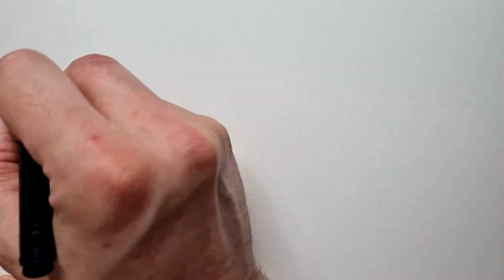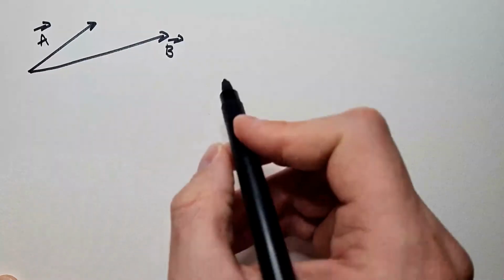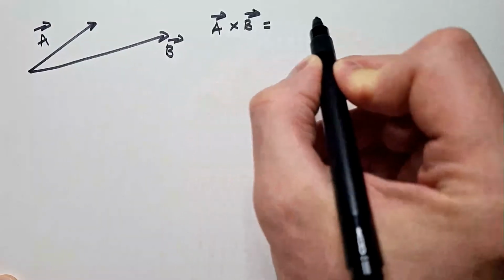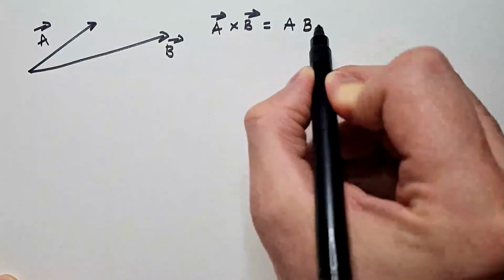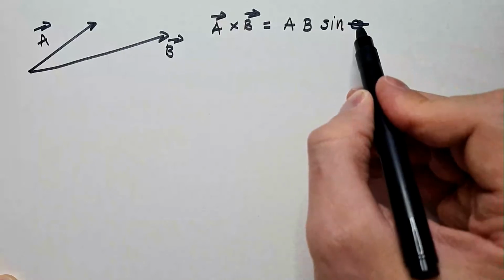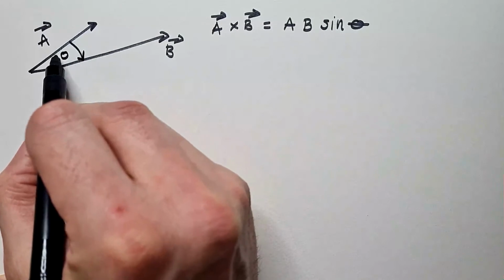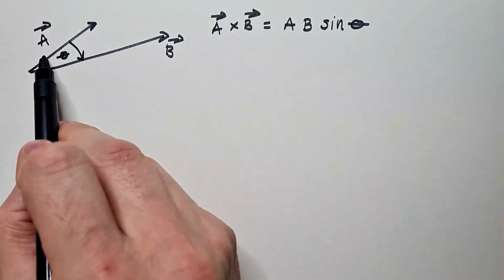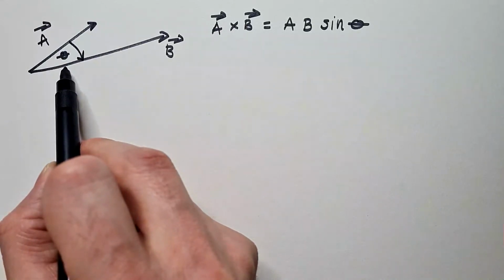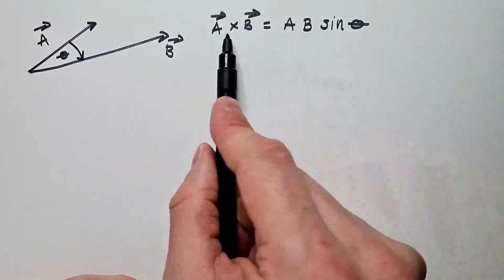I have two vectors, A and B. Cross product A cross B is defined as intensity of A, intensity of B, times the sine of angle theta, where theta is angle measured from A to B, and it is always the smaller of the two angles, because I could go in this direction and measure angle, but we always choose the smaller angle. However, this is not the end of the story.